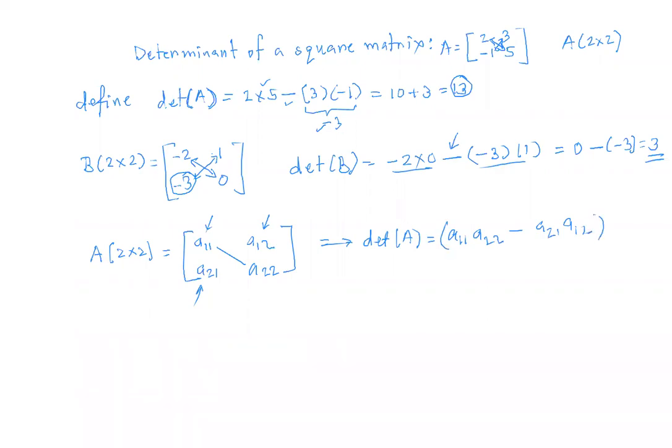Determinant of A is A1,1 times A2,2, which is this, right? These corner items. And then minus A2,1 times A1,2. That's the definition of determinant for a 2 by 2 matrix. Now, this may look a little bit mathematical. It's just introduction of symbols.